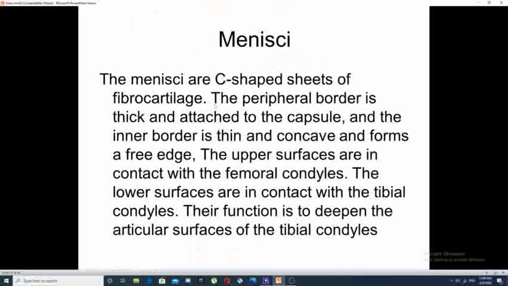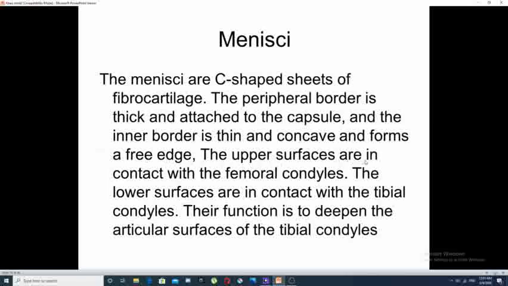Menisci. The menisci are C-shaped sheets of fibrocartilage, and the peripheral border is thick and is attached to the capsule of the knee joint. The inner border is thin and concave and forms a free edge.